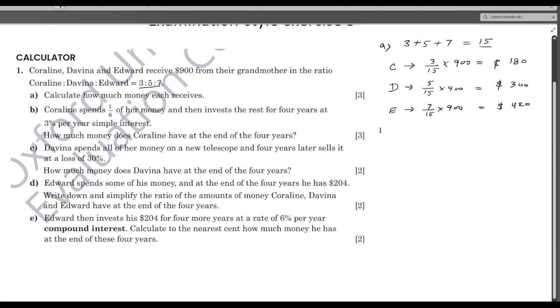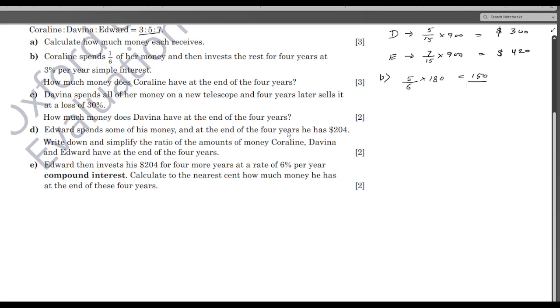So here for B part, 5/6 of the money which Coraline has is $180. So 5/6 of 180 will give me 150. So here she is investing $150. Now she is investing $150 at a 3% simple interest for 4 years.